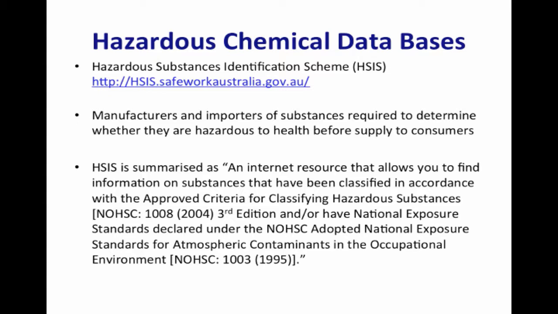The HIS is summarised on the Safe Work Australia website as an internet resource that allows you to find information on substances that have been classified in accordance with the approved criteria for classifying hazardous substances, and/or have national exposure standards declared under the NOSC adopted national exposure standards for atmospheric contaminants in the occupational environment. In addition to providing powerful search features, HIS also provides direct access to a consolidated list of all the classified substances contained in the HIS database.